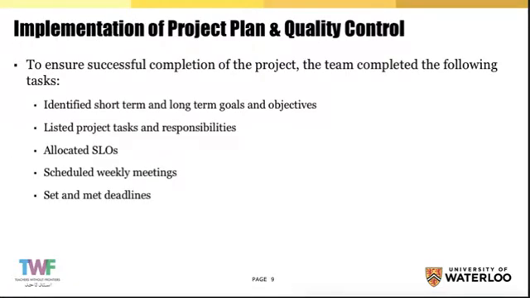To ensure successful completion of the project, the team completed the following tasks. We identified short and long-term goals and objectives. We listed project tasks and responsibilities. We allocated SLOs. We scheduled weekly meetings. And we set and met our deadlines.